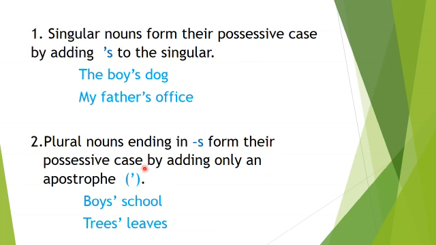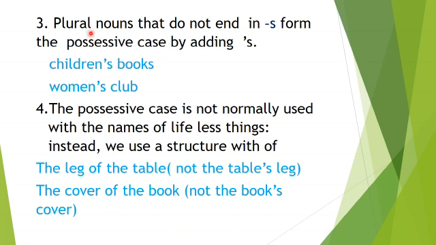Okay, so this is the second one, how to change nouns into possessive case. If our plural noun ends with s, just add apostrophe to the noun. Third one, there are a few plural nouns that do not end in s. It doesn't mean a singular noun always changes into plural by adding s. No. Plural nouns that do not end in s form their possessive case by adding apostrophe s. For example, child, its plural is children. Okay, so at that time what will we do? Just add apostrophe s again to show the possessive case.